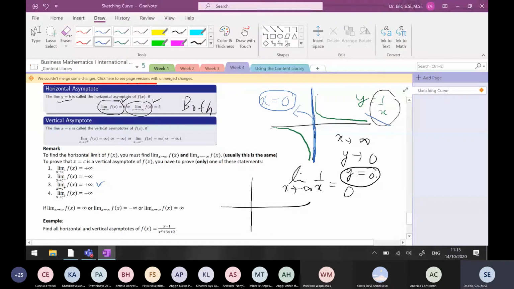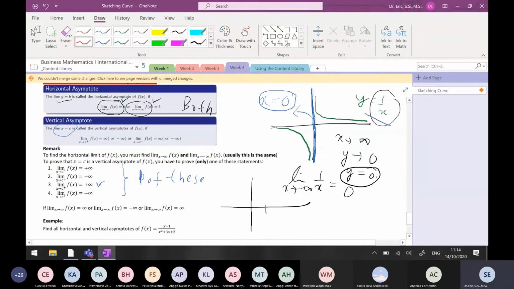It is a little different between horizontal and vertical asymptotes, because if you want to prove that x equals c is a vertical asymptote, you just prove one of these. You don't have to prove all of these properties. You just have to prove just one. Why? Because you can have a graph of a function just like this.